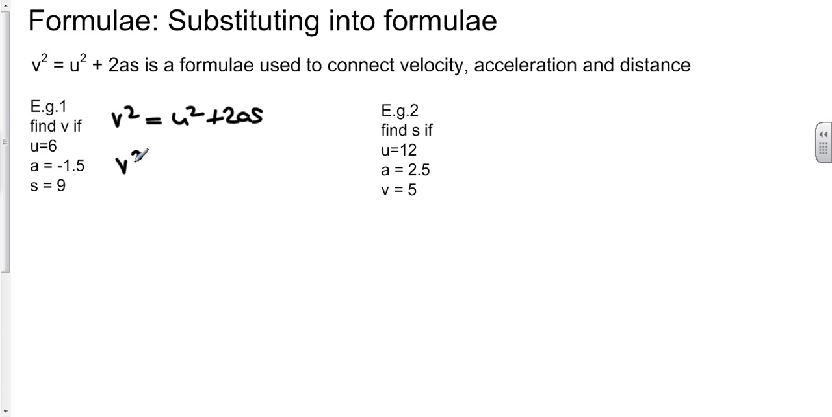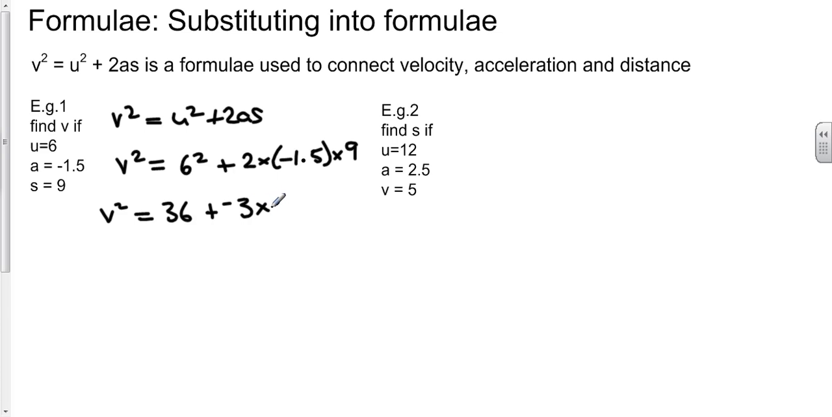V we're looking for, so we leave it as v squared. U is 6, so we'll square 6, and then we've got 2 times the acceleration, which is negative 1.5, times the distance, which is 9. Working out those values, we've got 36 plus now 3 times negative 1.5 is negative 3. I'm just going to leave it as a negative number there, and that's going to be times by 9, and then we've got that 36 plus negative 27, because that's negative 3 times 9.